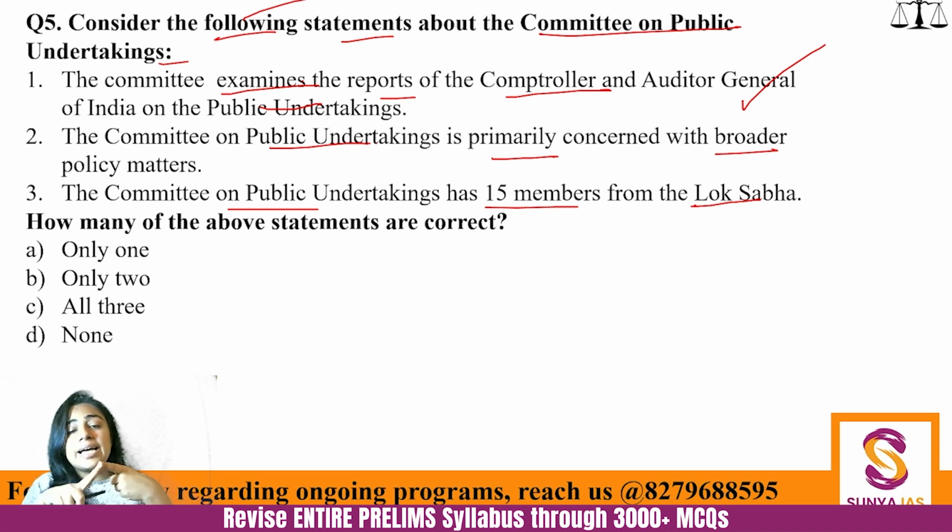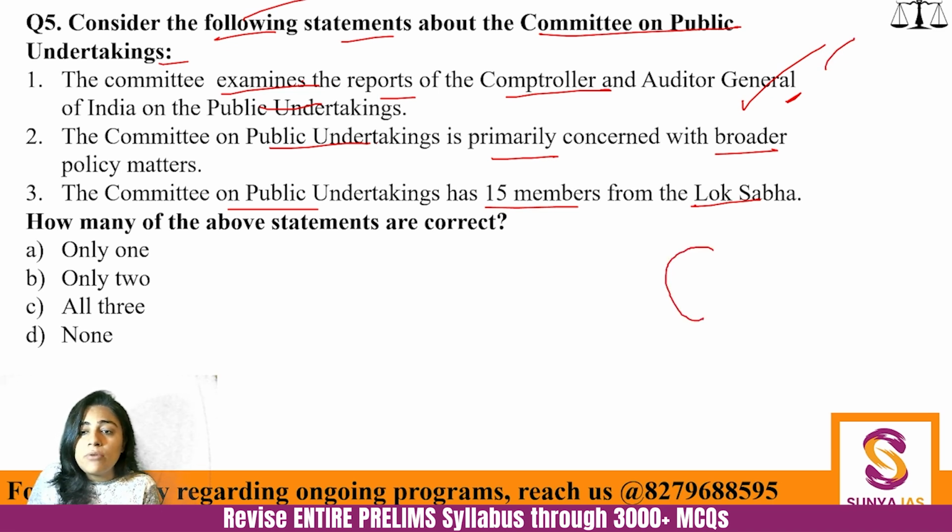Does that mean that that aspect of the CAG report cannot be assessed by the Public Accounts Committee? No. The Public Accounts Committee can assess every and any part of the CAG report. However, this part of the CAG report, which is being assessed by the Committee on Public Undertakings, cannot be assessed by the Estimates Committee. Are you understanding? If I were to show you through a Venn diagram, this is the job of the Estimates Committee when it comes to public undertakings. And this is the job of the Committee on Public Undertakings.